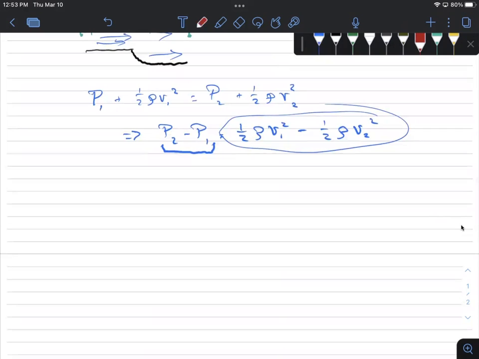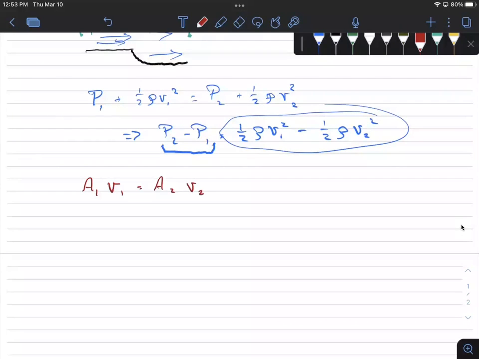Well, how do I do that? I have a second equation. The second equation is the continuity equation. This equation is designed specifically so I could figure out what the new velocity will be. So what does it say? It says A1 V1 is A2 V2.